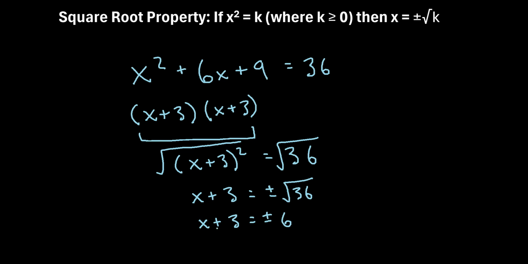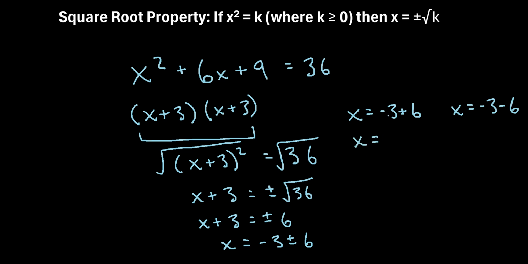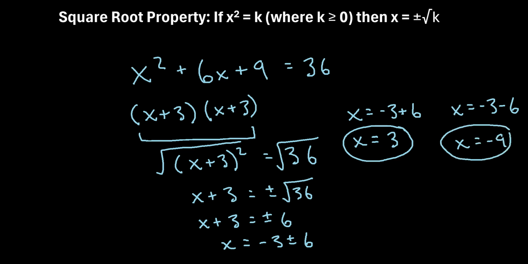So to get x all by itself, we can subtract a 3 from each side and we'll be left with x is equal to negative 3 plus or minus 6. So another way to write that is x is equal to negative 3 plus 6, or x is equal to negative 3 minus 6. So for this one, we get x is equal to negative 3 plus 6, that's 3. So that's one solution. And x is equal to negative 3 minus 6, that's negative 9. So x is equal to negative 9 is our second solution.